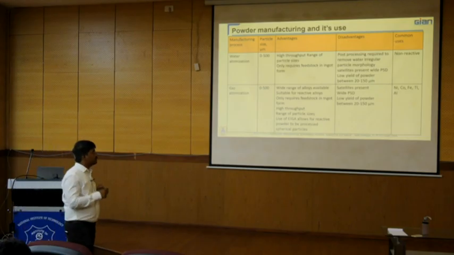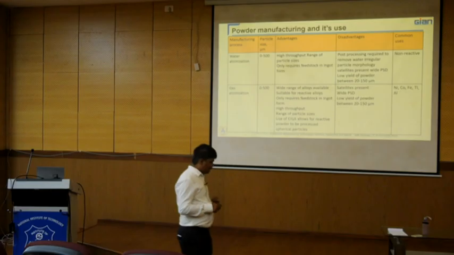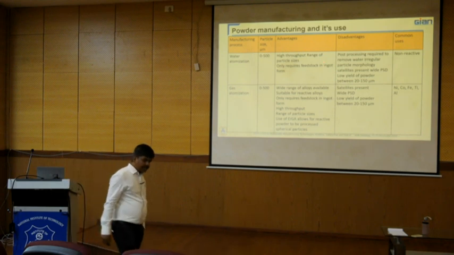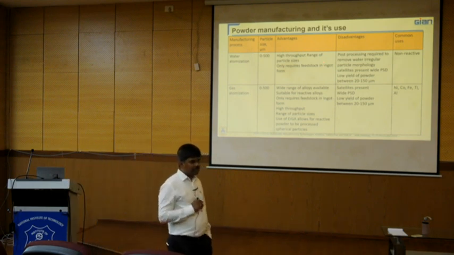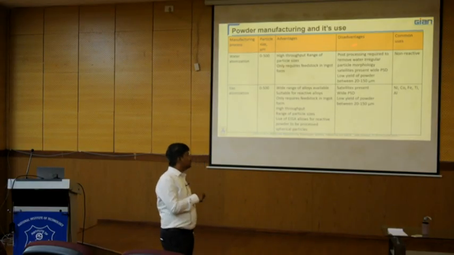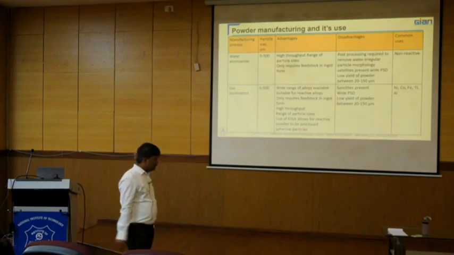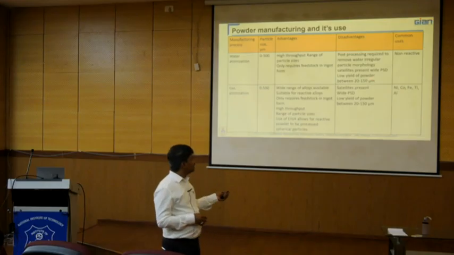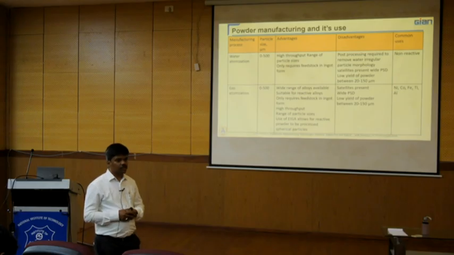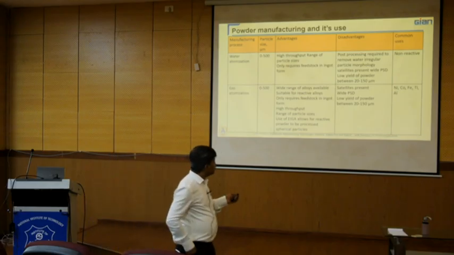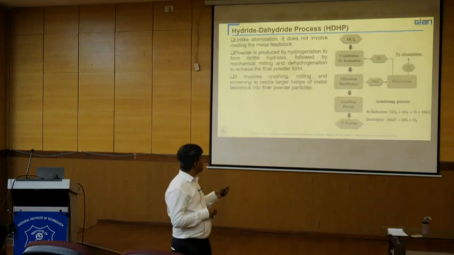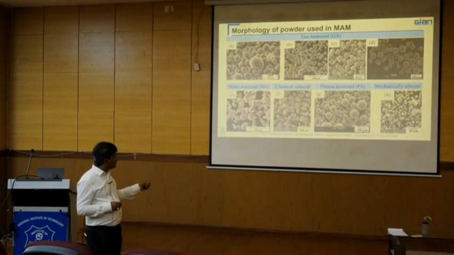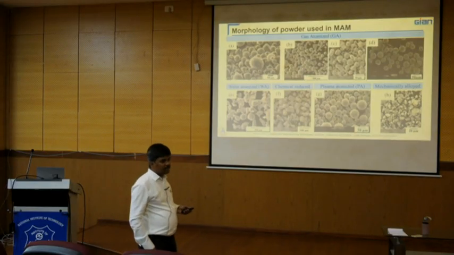What is the advantage of water atomization? We have a high throughput, a range of particle sizes, and it requires only feedstock in ingot form. But what is the disadvantage? It may be contaminated with moisture because of the water atomization, and we also get irregular powder particle distributions, and the particle size distributions will contain satellites. We will have a larger amount of satellite powder particles and irregular powder particles in water atomization.